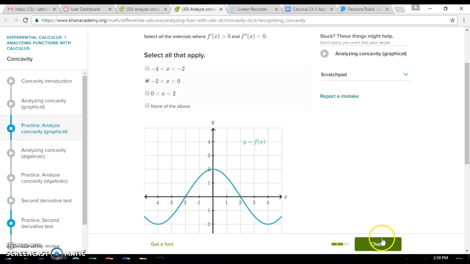So we didn't get a none of the above on this one. Don't freak out if you get a none of the above, please. I got a none of the above previously. Okay, so we've got that.